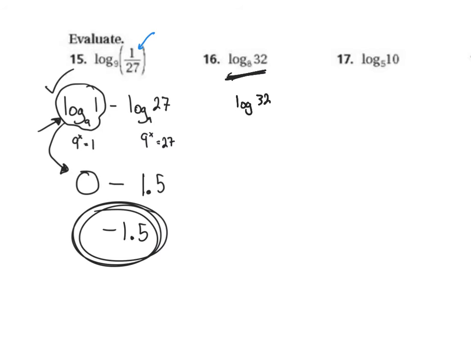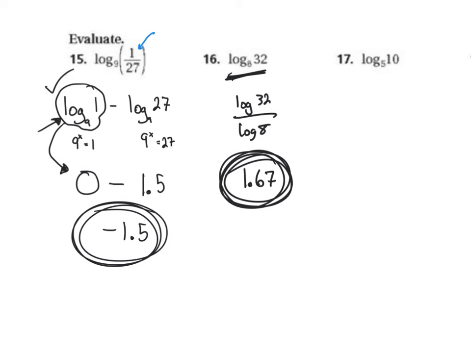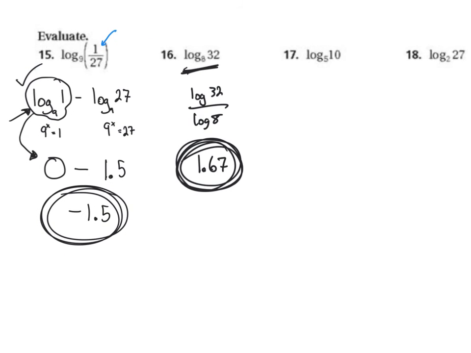Let's go log 32 over log 8. So in my calculator, log 32, because there was nothing to expand on this, log 8, I get roughly 1.67. That's as the decimal. We could change it to a fraction if I want to. Okay, let's do another change of base on this, because there's nothing to expand here. There's nothing to expand, right?